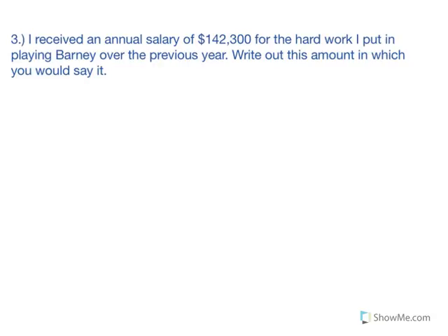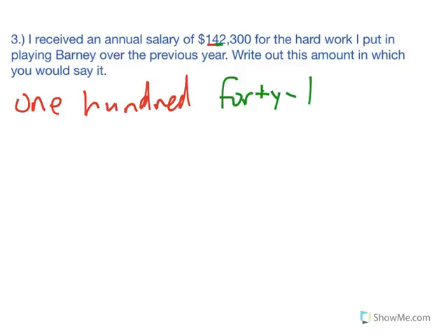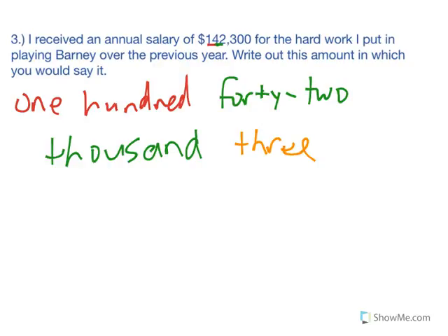Number 3, I received an annual salary of $142,300 for the hard work I put in playing Barney over the previous year. Write out this amount in which you would say it. Well, I kind of just said it, so hopefully you heard that, but we start with that 1. That is 100. Then the next place value is we got 42, and those are in the thousands, so 142,000, and then we just have 300 left. So again, it's knowing it by chunk.